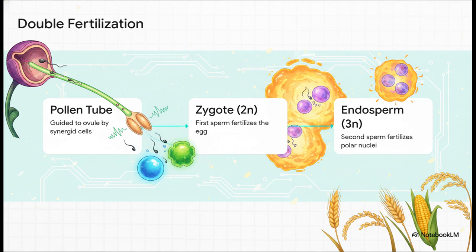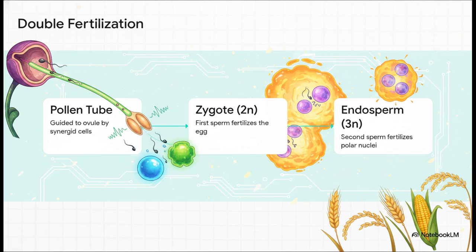It drops off not one, but two sperm cells. The first sperm fertilizes the egg. That's your diploid zygote, the baby plant. The second sperm fuses with two other nuclei to create a triploid cell, meaning 3 sets of chromosomes. This rapidly becomes the endosperm, a nutrient-rich tissue that feeds the embryo.